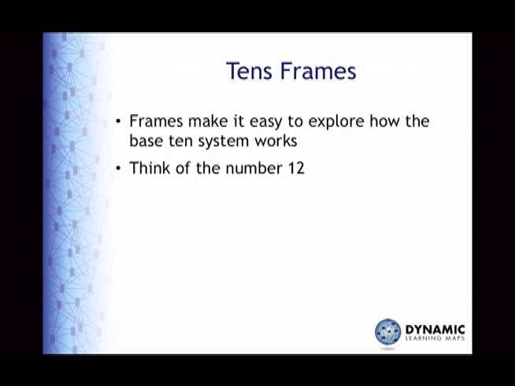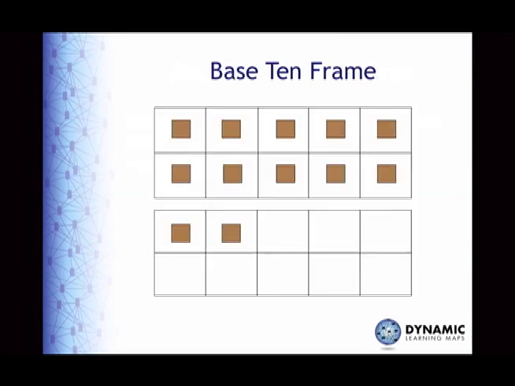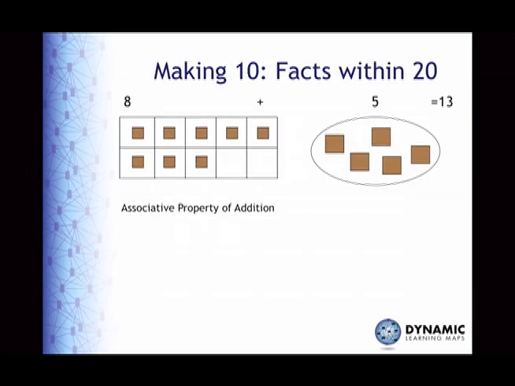We can use things such as tens frames to help students explore how our base 10 system works. If we think of the number 12, using tens frames, students can see that this is one full set of tens and 2 ones. This later leads to the understanding of addition, whereas if we had given students a problem such as 8 plus 5, they could understand that 8 consists of 5 and 3 more, which is 2 away from a full set of 10.